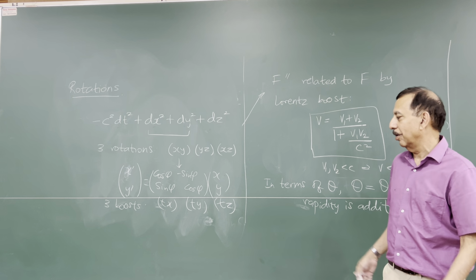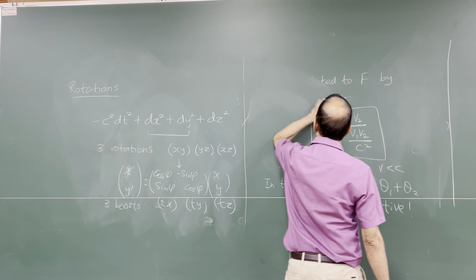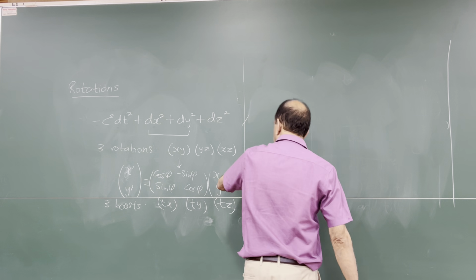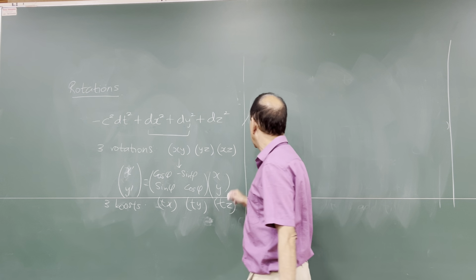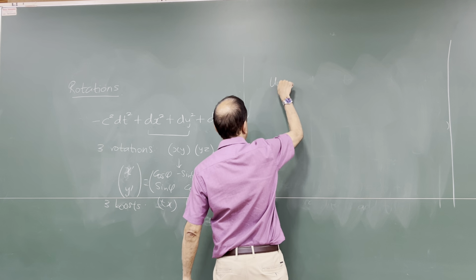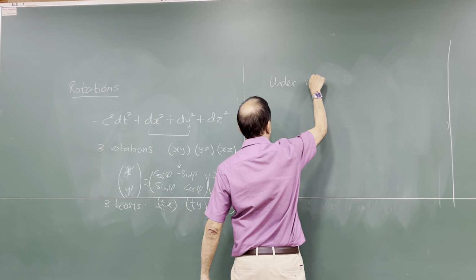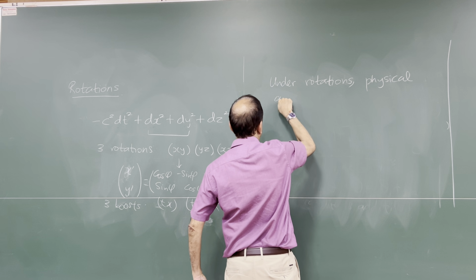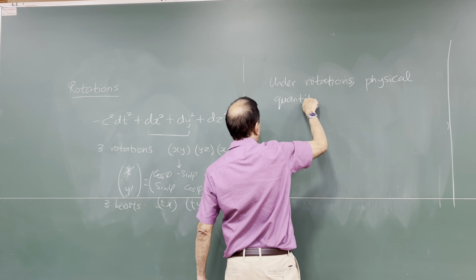Okay. Now let's review very quickly what we know about rotations. So, under rotations, all physical quantities have some definite property. And let me list a few of the examples.